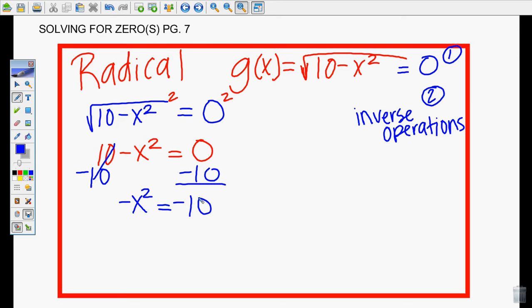Is x by itself? No. If that negative is just there, what number is there? A 1. So even though it's not visible, there's a negative 1. That still looks like a plus sign. Put it closer to your x. There we go. So how do I move a negative 1? I'm going to multiply or divide by what kind of 1? A negative 1. That's going to become a positive, and I'm left with x squared equals positive 10.